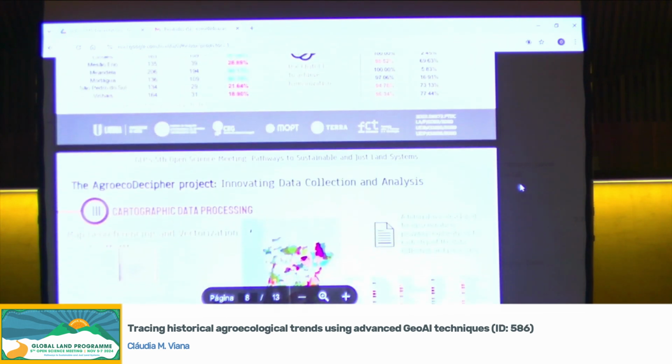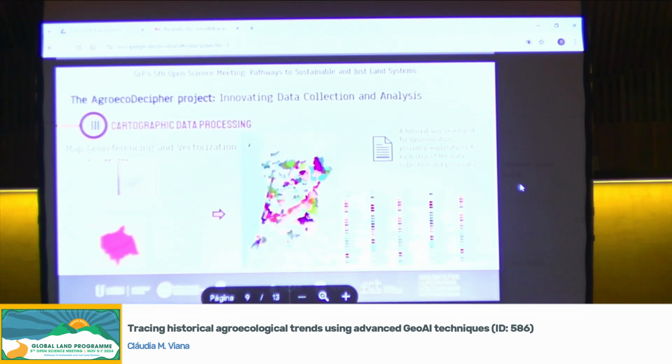We are also working on the cartographic part. We are trying to build an automatic process to georeference and vectorize all these old maps. We are still working on that, and I don't have time to explain, so next, please.